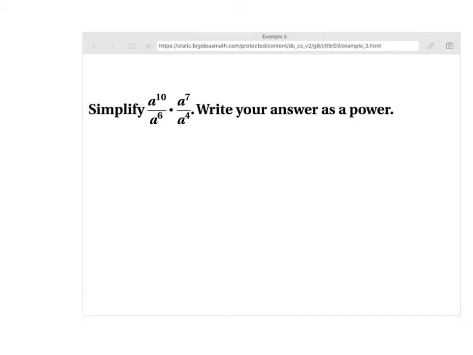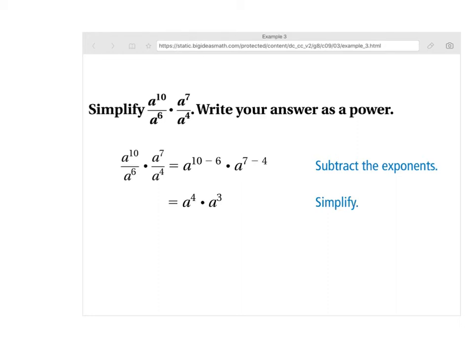When we're doing division with powers, you're subtracting the exponents. So a to the 10 over a to the 6 becomes a to the 10 minus 6, and then times a to the 7 over a to the 4 is a to the 7 minus 4, and you simplify those. 10 minus 6 gives you 4. 7 minus 4 gives you 3. So now we have a to the power of 4 times a to the power of 3. Remember, when you're multiplying bases with exponents, you add the exponents to get 4 plus 3. You simplify that and you get a to the power of 7.